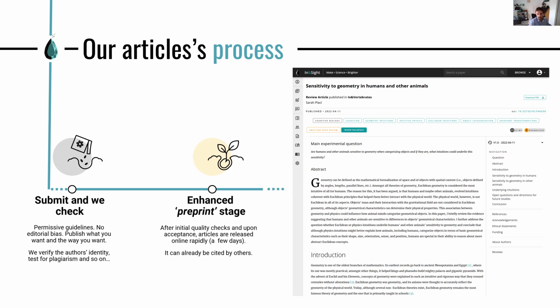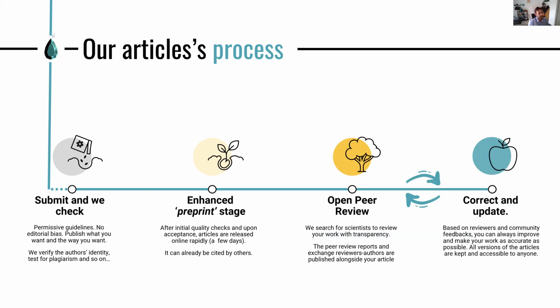And then there are the last two processes, which are linked to one another: the open peer review system and the correct and update phase. The open peer review system is going to happen once we have released the article as a preprint. The editorial team behind In&Sight is going to look for reviewers with very specific expertise and ask scientists whether they are willing to review it in full transparency. This means that they will know the names of the authors. It will also mean that the authors know the names of the reviewers. Everything will be transparent. Everything will be stated.